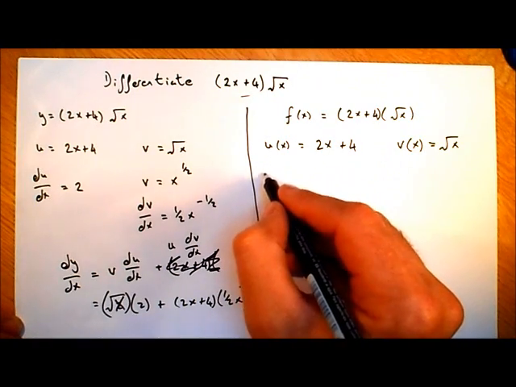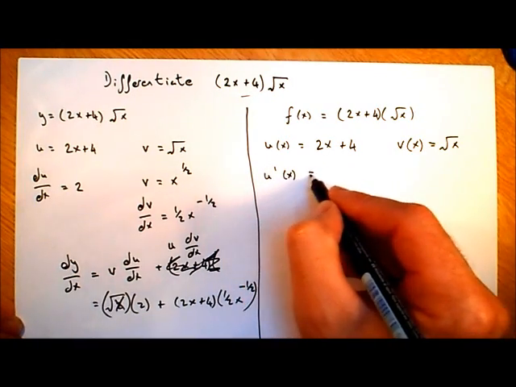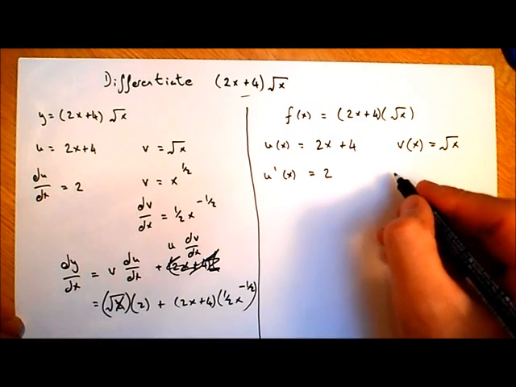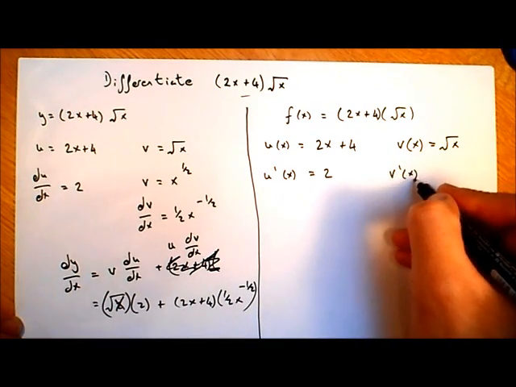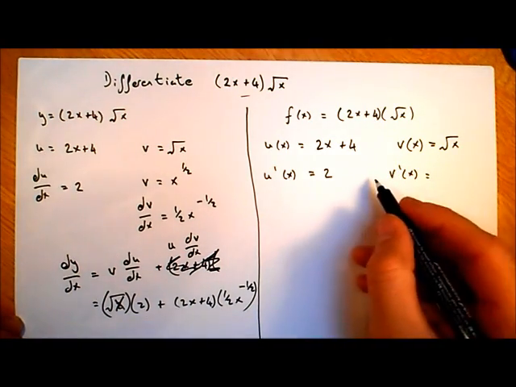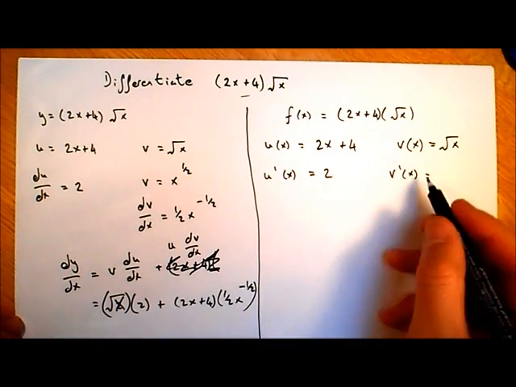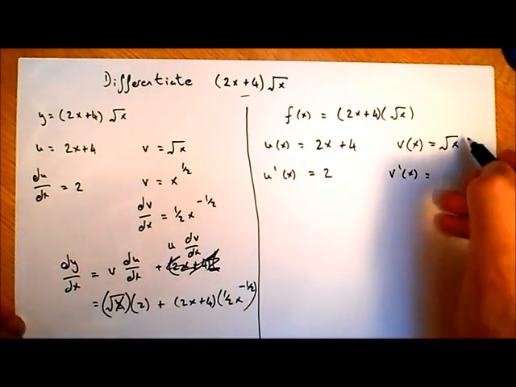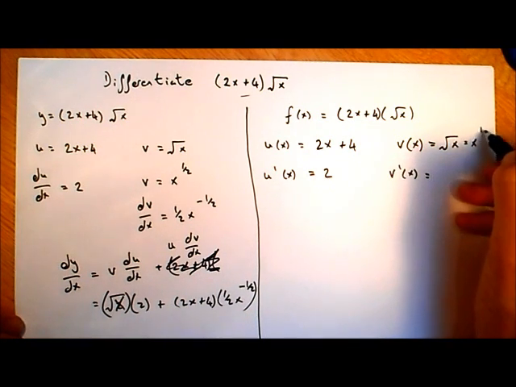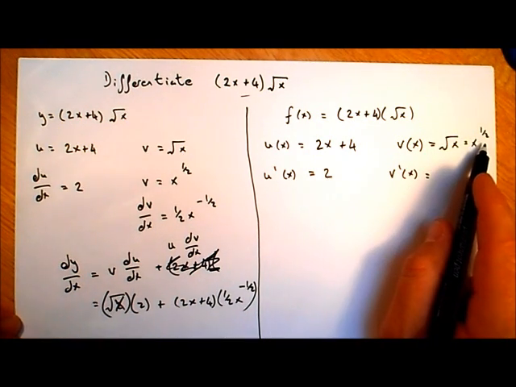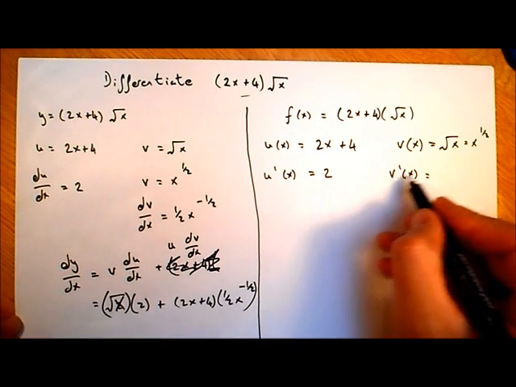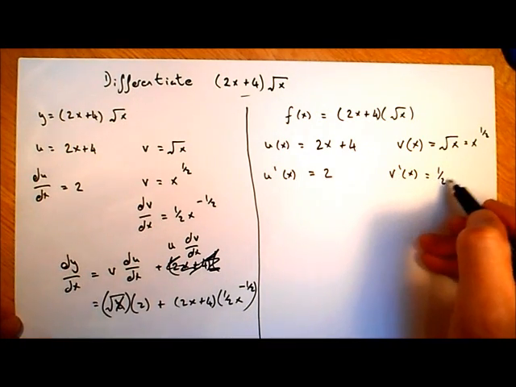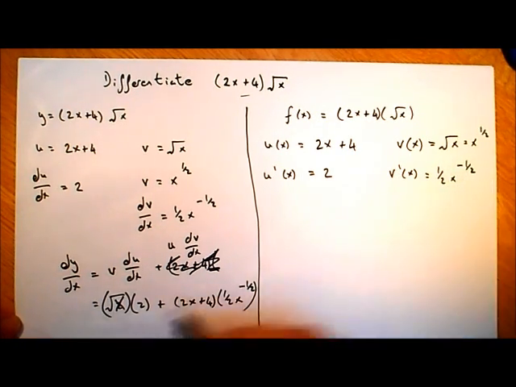Here I can find u dash x, just differentiate. So that will give me 2, same as over here. Here I can find v dash x. Before I differentiate, I should have written this as x to the power of a half. So now differentiate x to the power of a half. When I differentiate that, I get a half x to the power of minus a half.